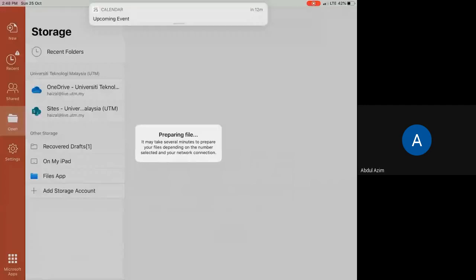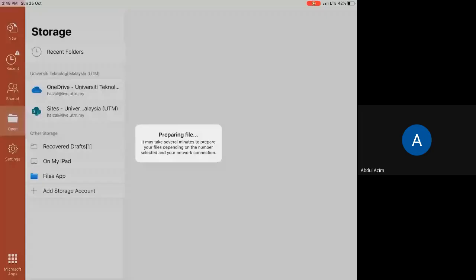Tak boleh buka ah. Methods. Why? Okay, if not, I will change to. Tak boleh buka sini. Okay, stop broadcast here. I change to this computer now.